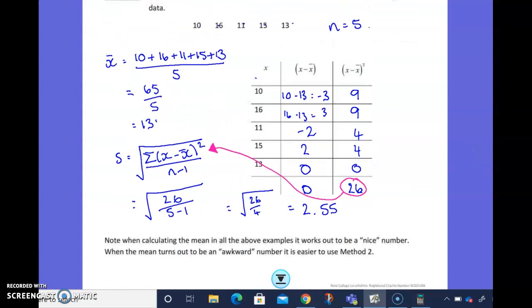What I would do just now is try a couple of questions, just calculating the standard deviation, using that formula and a table just like that. As ever, any problems, please get in touch.